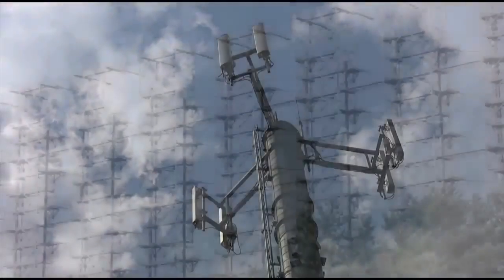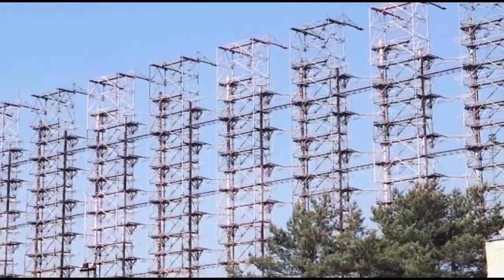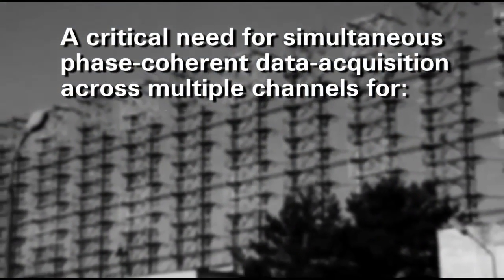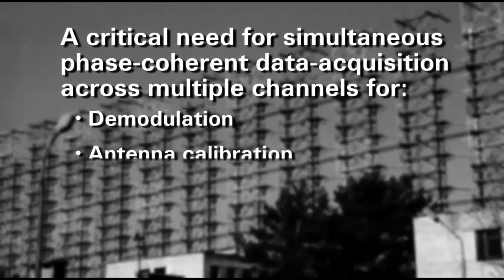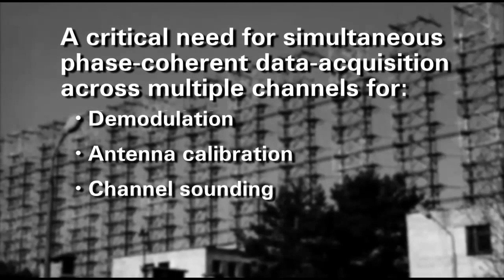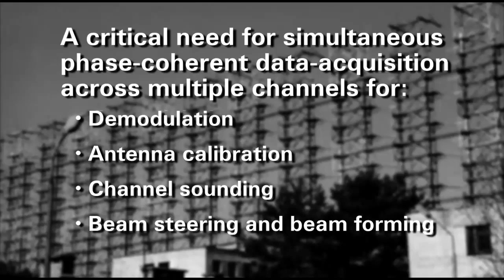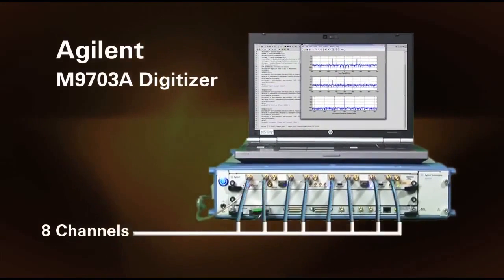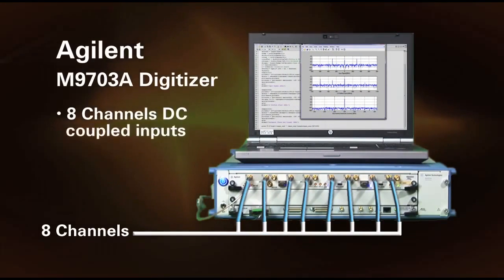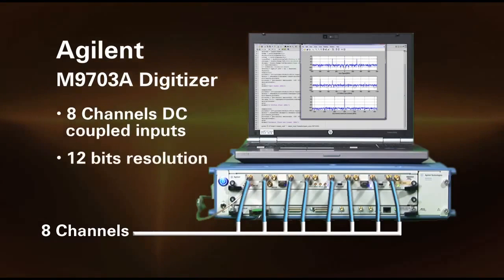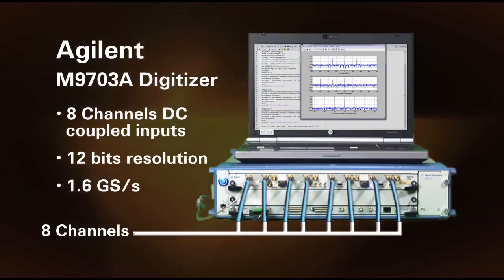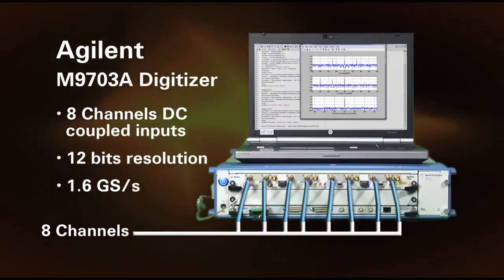In many multi-antenna test applications, it's often critical to have simultaneous phase-coherent data acquisition across multiple channels, whether for demodulation, antenna calibration, channel sounding, or beam steering and beam forming. In this presentation, you'll see the Agilent M9703A 8-channel 12-bit digitizer perform phase-coherent multi-channel signal measurements using real-time digital down conversion capabilities to optimize the bandwidth and sensitivity for each signal being analyzed.